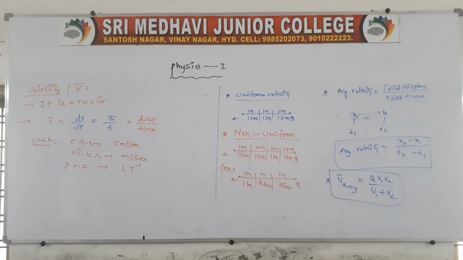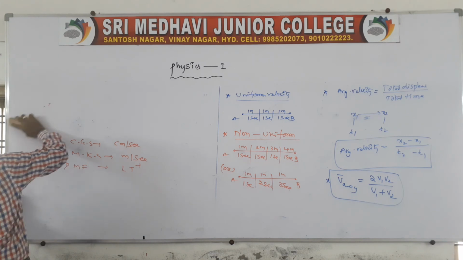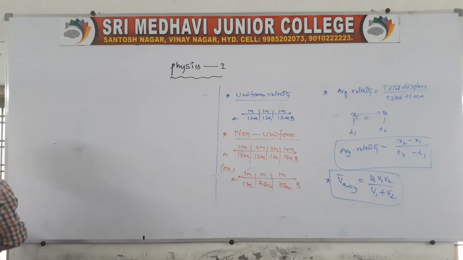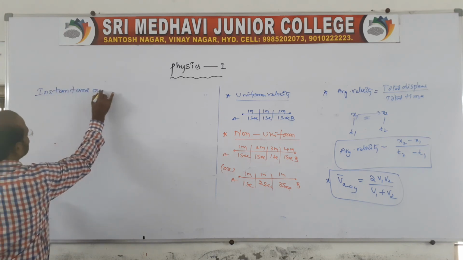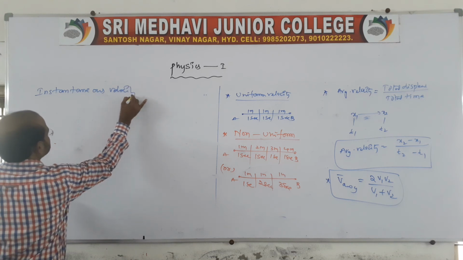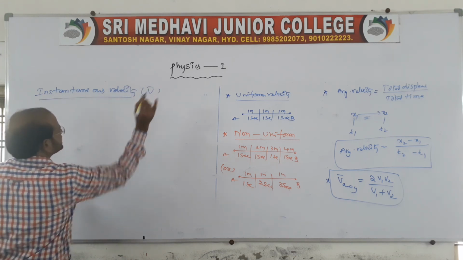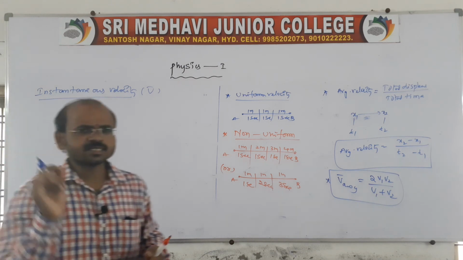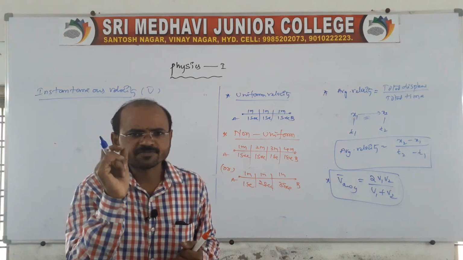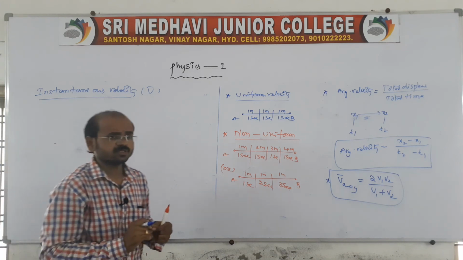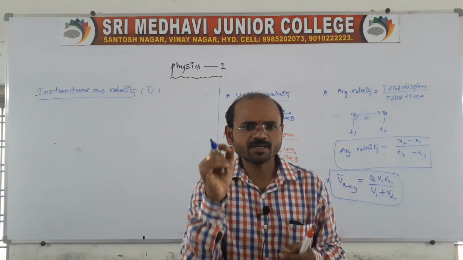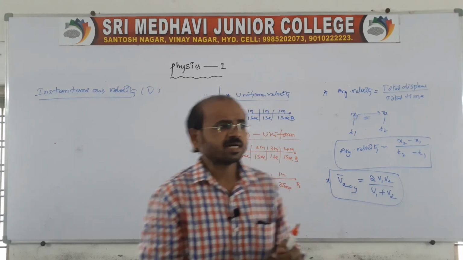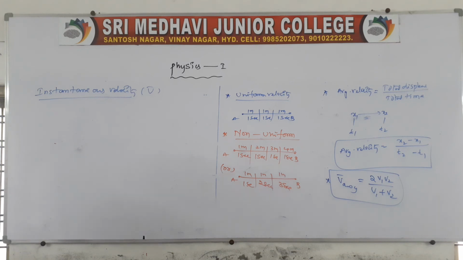Now I'll tell you another one, that is instantaneous velocity. What does instantaneous mean? At a particular time and at a particular place, the velocity of a particle is what we call the instantaneous velocity.